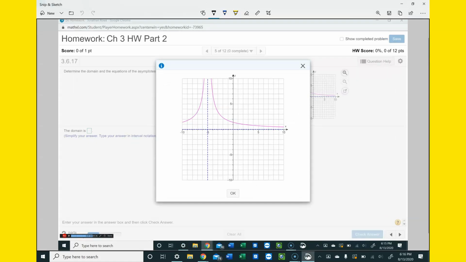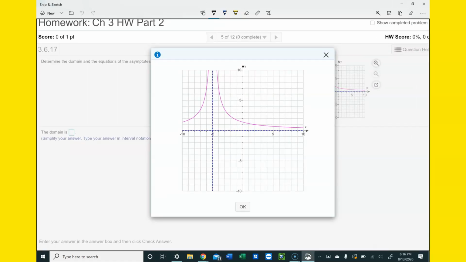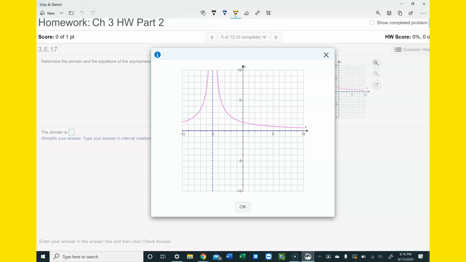All right, next question, number 5. This question says to determine the domain and the equations of the asymptotes. All right, the domain here, we can see on the graph that all of these x values are represented somewhere in this curve. Same thing over here. All these x values are represented somewhere in that curve, except for this one. This one is nowhere to be found in that curve. It has everything except that. It's going to touch everything except negative 5.